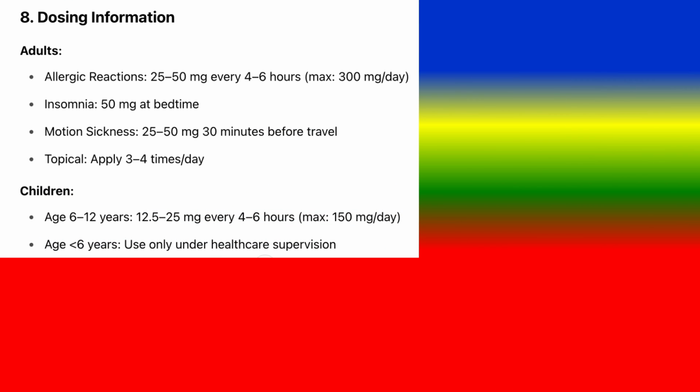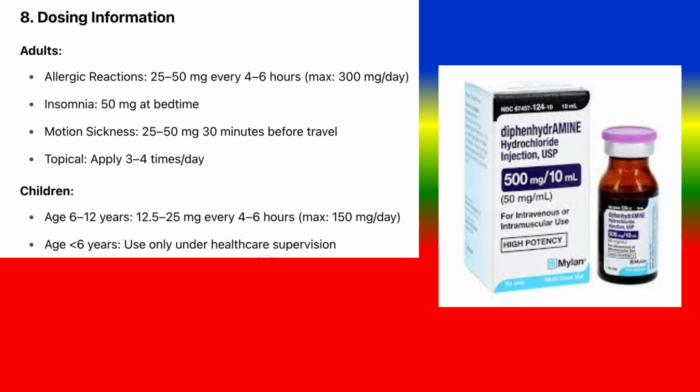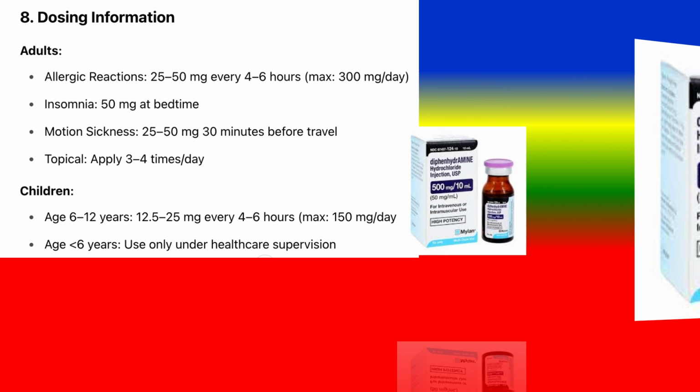8. Dosing information. Adults, allergic reactions: 25 to 50 milligrams every 4 to 6 hours, max 300 milligrams per day. Insomnia: 50 milligrams at bedtime. Motion sickness: 25 to 50 milligrams 30 minutes before travel. Topical: apply 3 to 4 times a day.